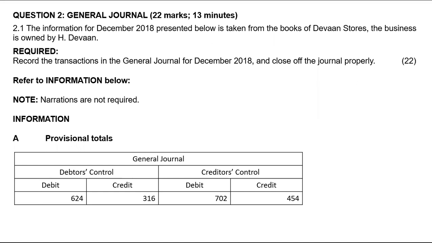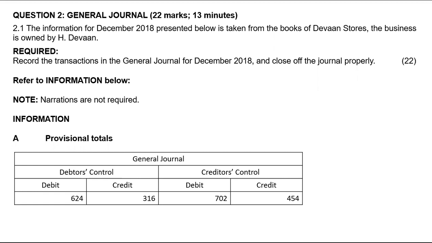Madam, let us do the general journal. We are given information presented below taken from the books of Divan Stores. The business is owned by H. Divan. We are required to record the transactions in the general journal for December 2018 and close off the journal properly. Refer to the information below. Note that narrations are not required.